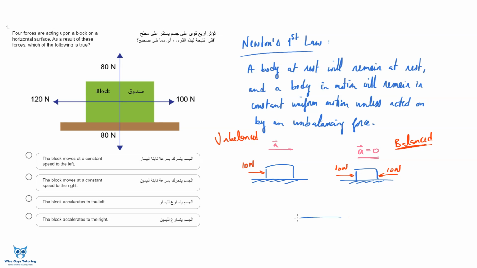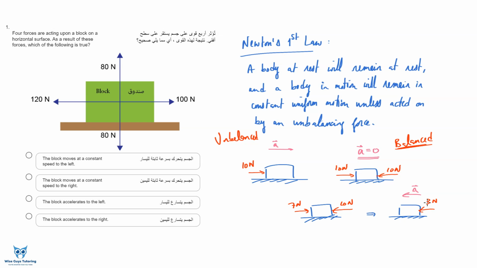Just to seal the deal here, let me give you a third box. Let's imagine I have somebody pushing with 7 newtons this way and 10 newtons that way. Well, these are vectors, right? So I can simplify this diagram, because there will be a resultant force of 3 newtons to the left. That's how vectors work. So this box will accelerate to the left because the resultant force is to the left and it is unbalanced.